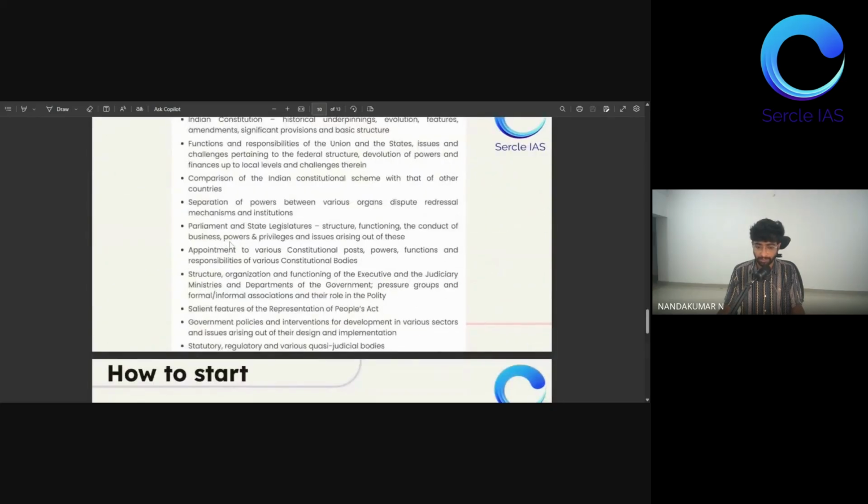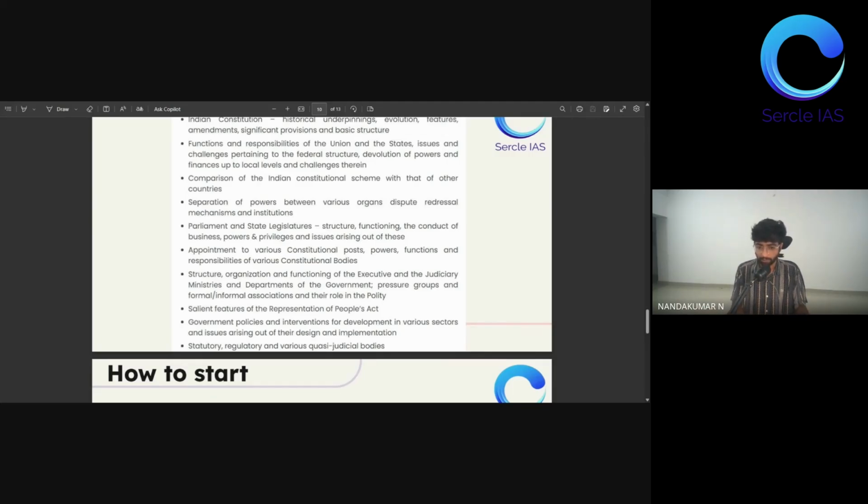If there is an area where maybe you haven't studied or you haven't read on pressure groups and formal, informal associations and their role in polity, then initially, for a rough understanding, you just go and read these topics. Maybe you will have your class notes or check in Lakshmikant. If you can't find it, then just Google or seek the help of ChatGPT or Bard or any other generative AI to have a simple or basic note on these topics.